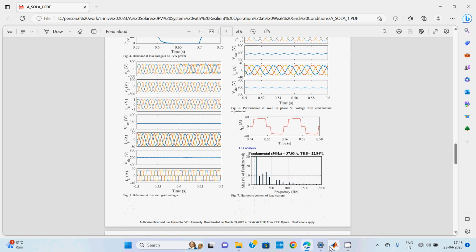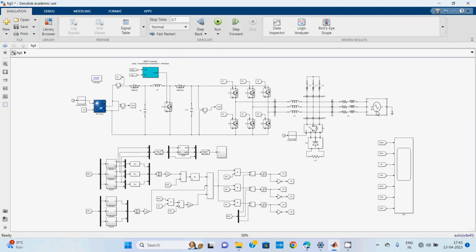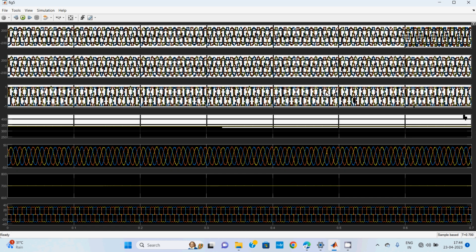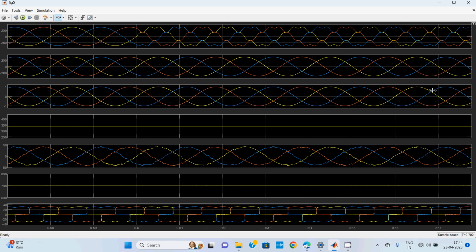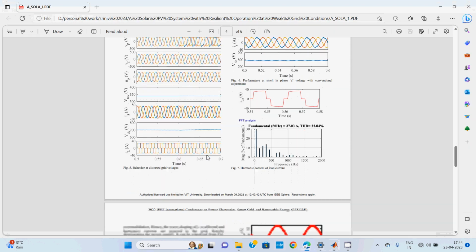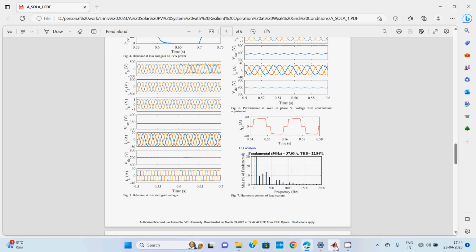And in figure number 5, there will be a problem in the grid. As already mentioned in the title, we consider weak grid conditions, which means the grid side and distribution grid side have problems. That means harmonics will be injected at this point. So at the time of injection of harmonics, the waveform will look like this. I am injecting harmonics from here to here. So this is the waveform for the injection of harmonics. You can clearly observe it here.